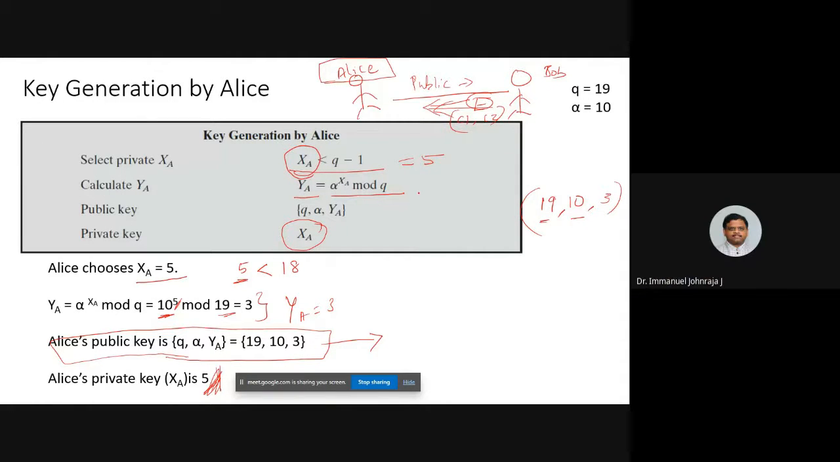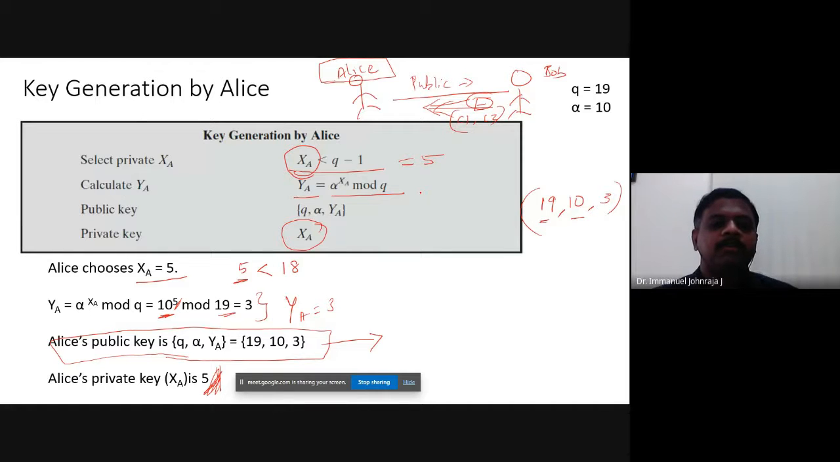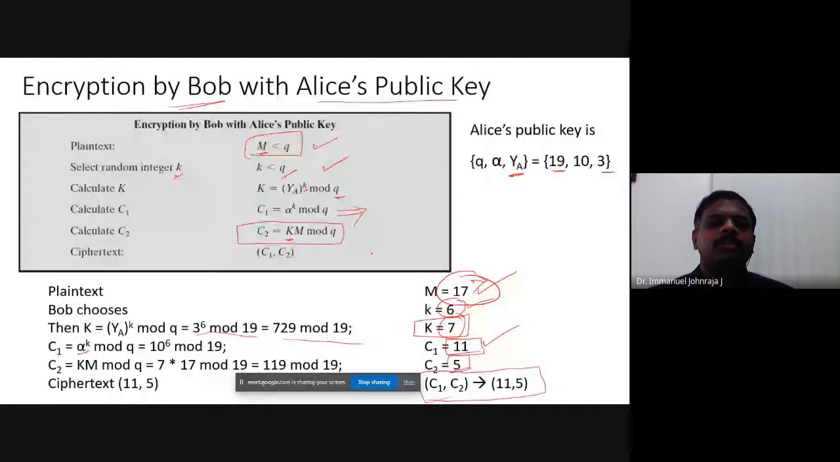So YA is alpha to the XA mod q, it's known as. So the combination of our prime number, the primitive root of that prime number chosen, and the calculated value of YA is the public key of Alice. So that is shared across to Bob, and he maintains the XA value, which is the private key, with himself. Okay. Then what should happen? The key goes to the person called Bob. Now he has received the public key of Alice. He can encrypt it. So what's the advantage of this encryption? This can be decrypted only by Alice because he's the only person who holds the private key. Okay. So this helps you for confidentiality.